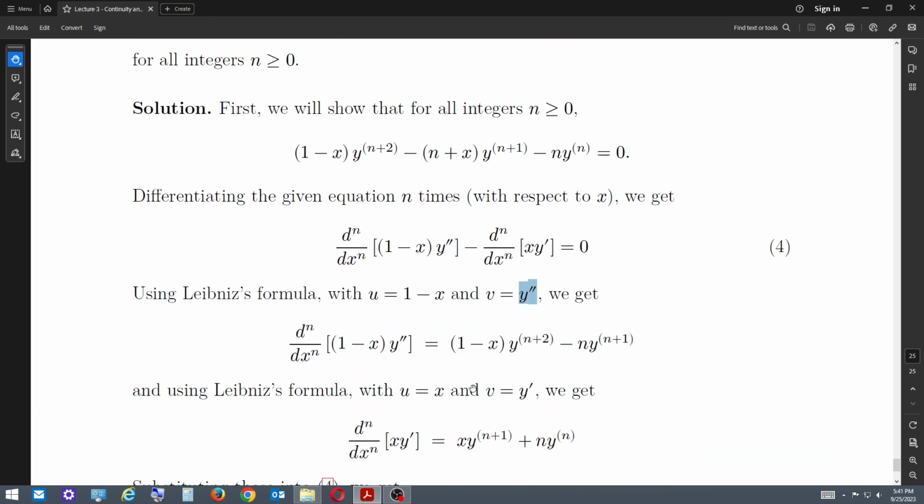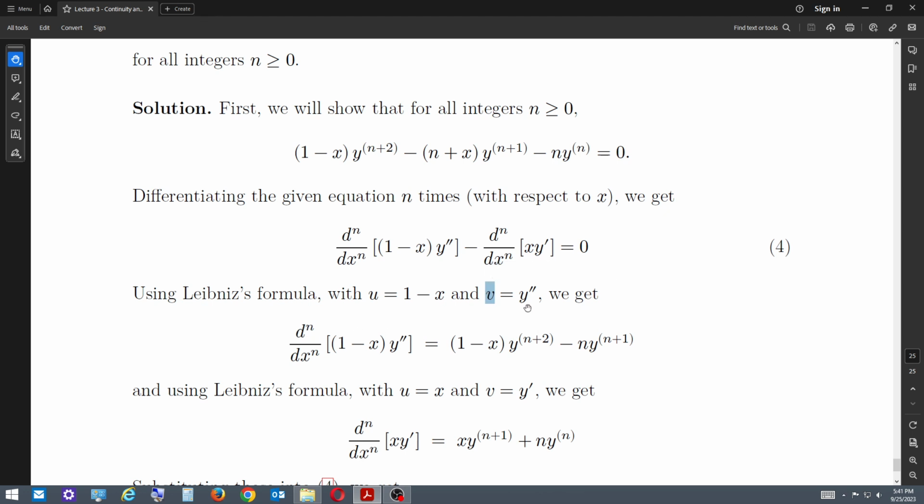Alright, now I didn't show the intermediate steps here. I'll leave that for you all to fill in. But in the first term, remember the coefficient is 1. That's the first term. We write back u, so that gives me the 1 minus x. And we differentiate v n times.